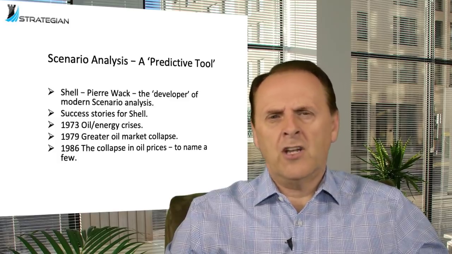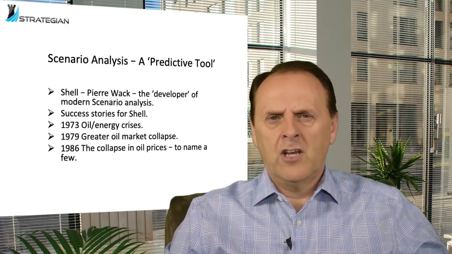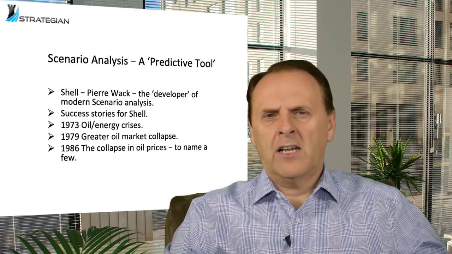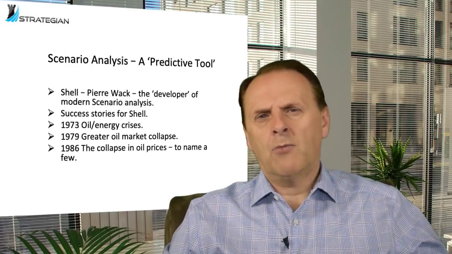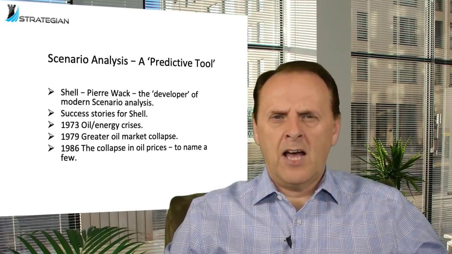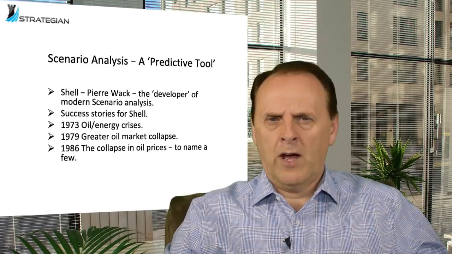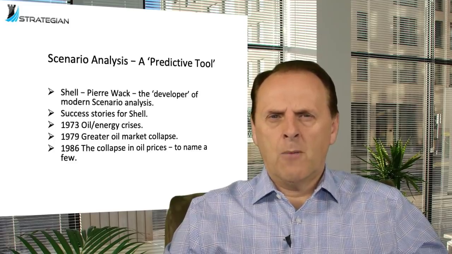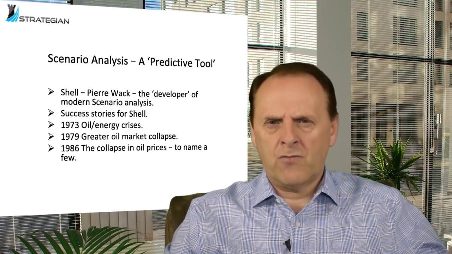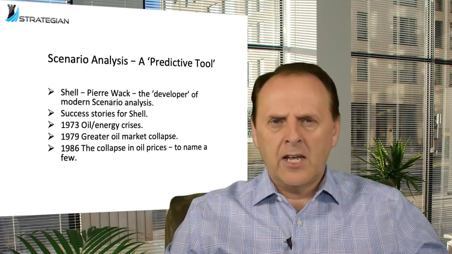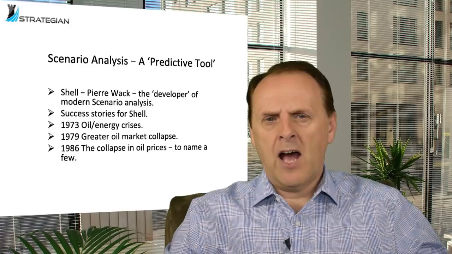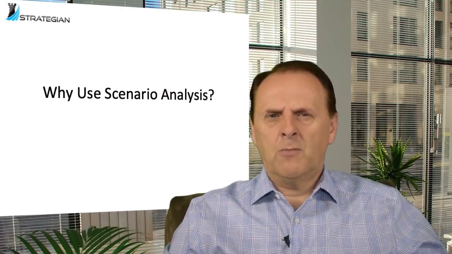It was put to use again in 1979 with another great oil crisis, which coincided with the Iranian revolution. And then in 1986 we had the collapse in oil prices. Using various scenarios and planning for the results of those scenarios put Shell way out in front. As a company, we do our own form of scenario analysis as well, so that we can put our investors in front, because we're planning for outcomes based on current events that may happen.